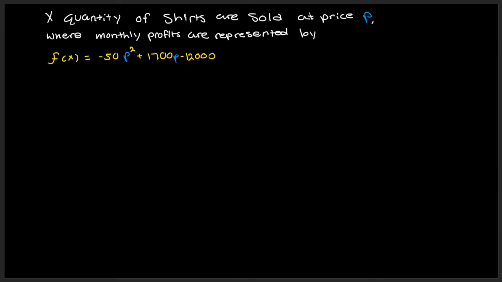So you may be given a problem where something like a company sells x quantity of shirts at a price p, where the monthly profits are represented by some function f of x equals, in this case, negative 50p squared plus 1700p minus 12,000, where p represents the price of the shirts sold, and the entire function represents the monthly profits.